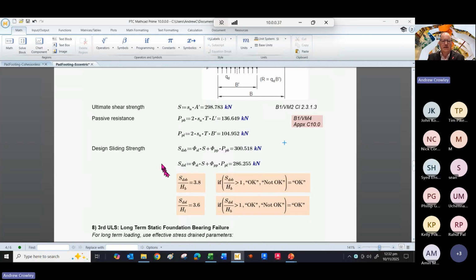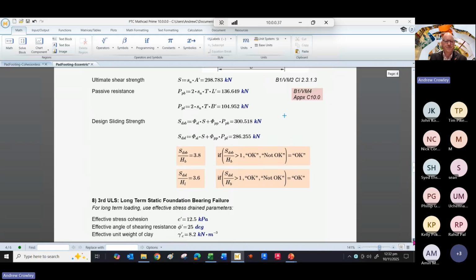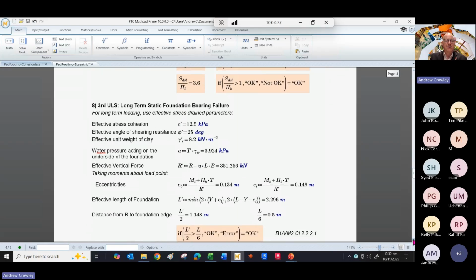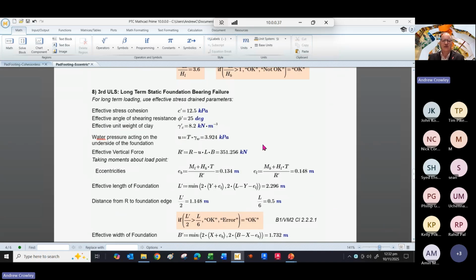And so our design sliding strength is 300 in the width and 286 in the length. So our capacity divided by our load is well over 3, so we're good to go. Our third check is on the long-term static foundation bearing failure.